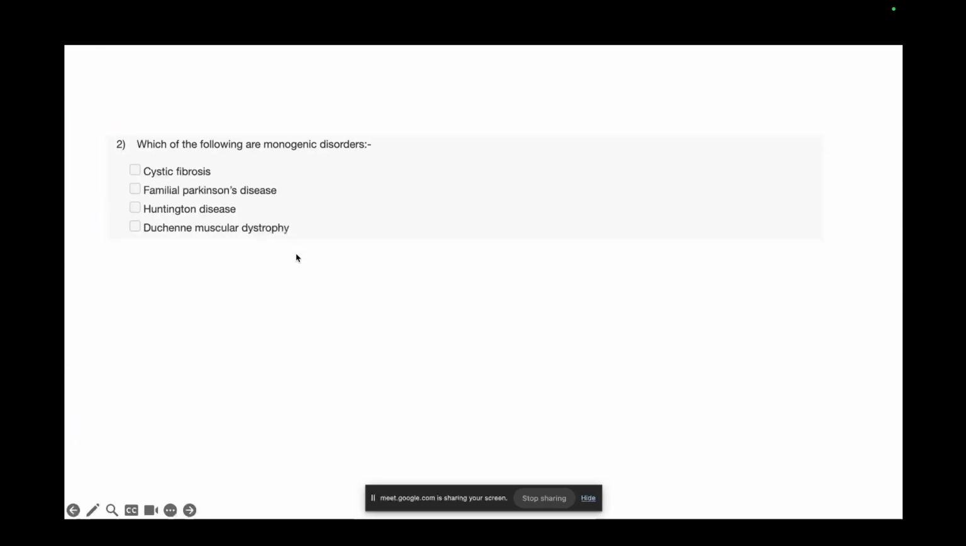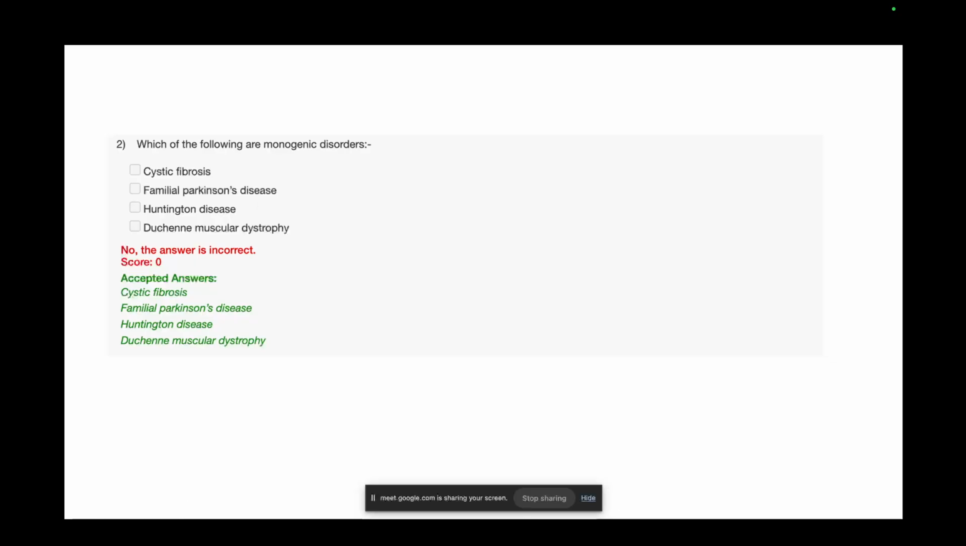So again, monogenic disorders, as I was talking about, a single mutation or single variation causing a particular phenotype. In this case, if you search these things, these are all monogenic disorders. Cystic fibrosis we discussed, familial Parkinson's. Parkinson's itself is a polygenic disorder. Do not make that mistake. Parkinson's and Alzheimer's, these are mostly polygenic disorders.